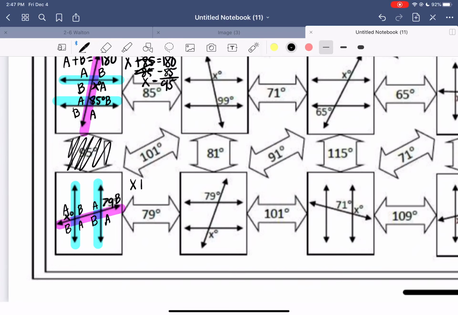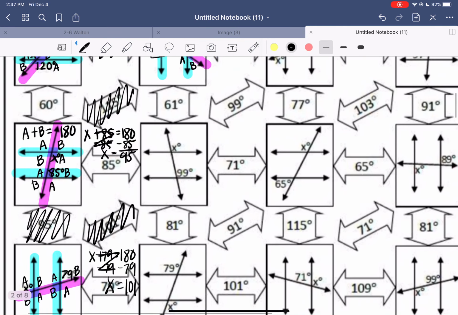So it's x plus 79 equals 180. Sorry, I was getting the wrong answer. So minus 79, minus 79. Then we get x equals 101. I was wondering what the problem was there. So we get 101. Okay, which takes us right here.